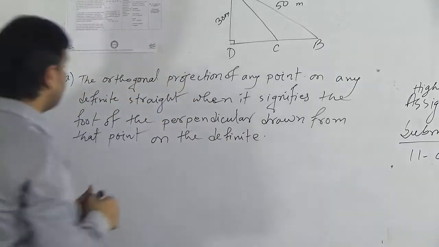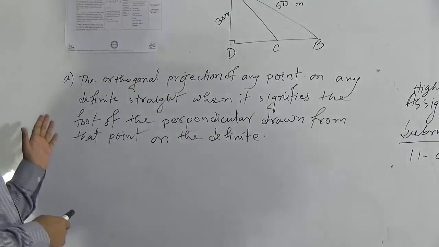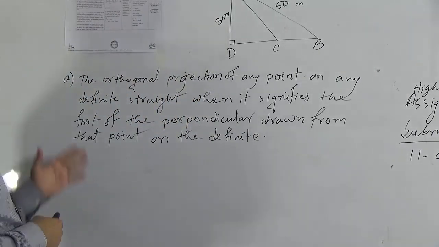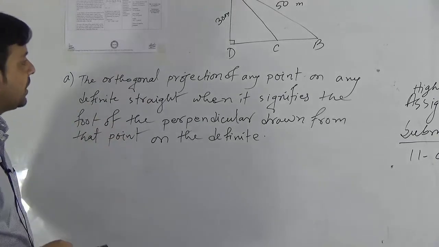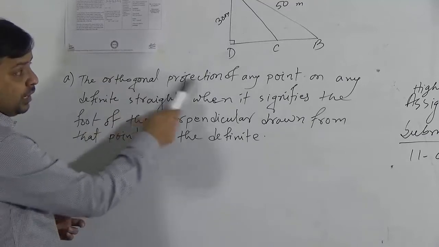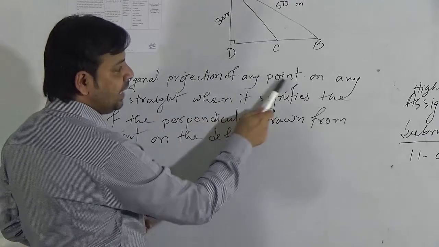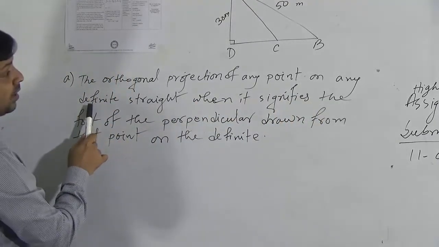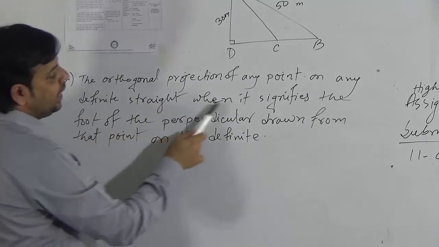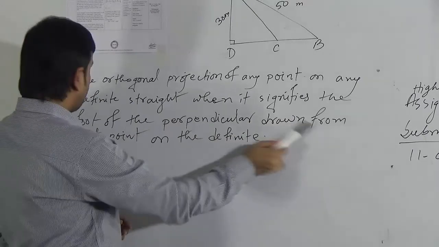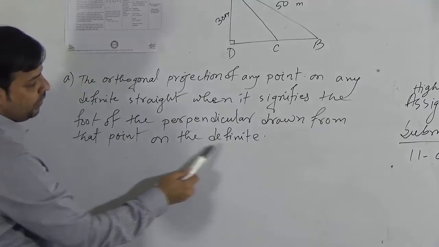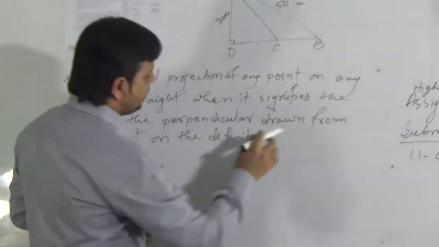What does it mean? Here I have written the orthogonal projection. What is meant by orthogonal projection? It means that the orthogonal projection of any point on any definite straight line signifies the foot of the perpendicular drawn from that point on the definite straight line.